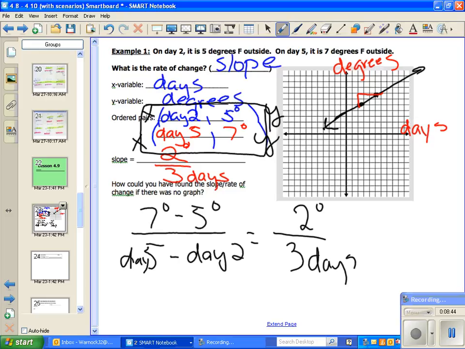All right, when you subtracted the degrees, what did you subtract? Did you subtract the X's or Y's? Okay, yes, you subtracted the Y's, and then to get the days, you subtracted the X's. Okay, you subtracted the Y's over subtracting the X's.